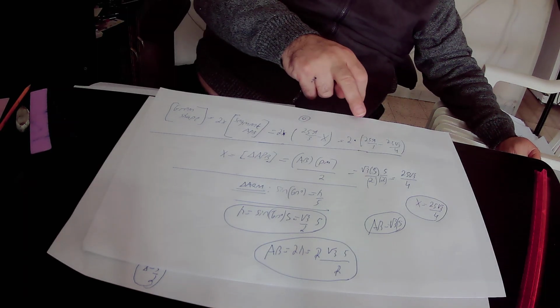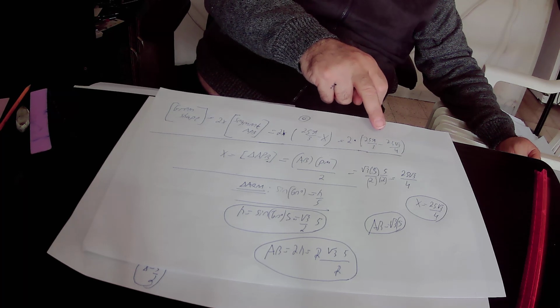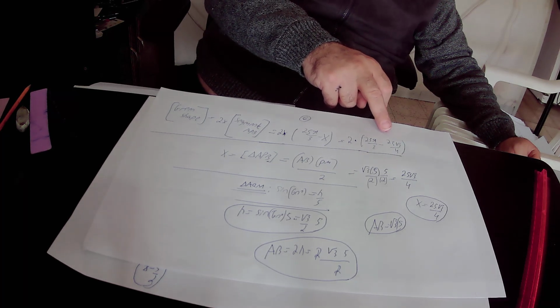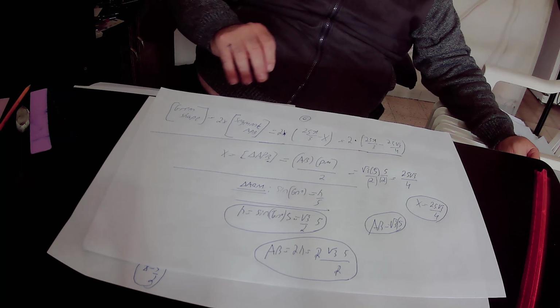So here we have 2 times 25 pi over 3 minus 25 times square root of 3 over 4.